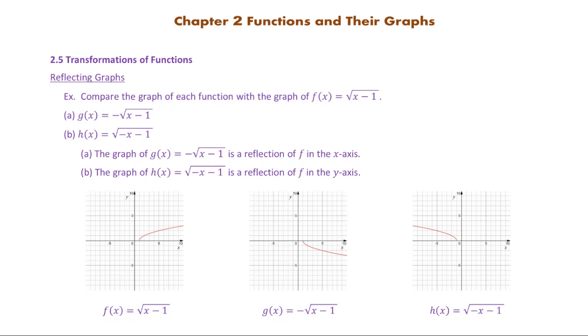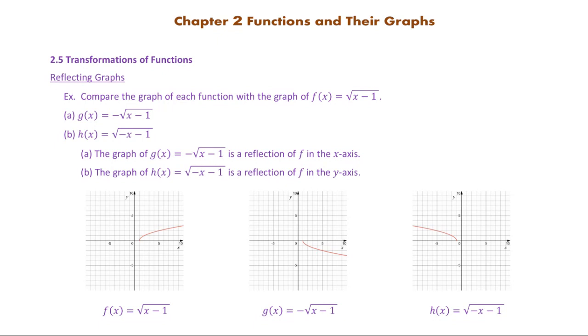Now in part B, the function h is square root of negative x minus 1. So in this case, we change the sign of x into negative x from f to h. And in that case, you reflect the graph of f across or in the y-axis. When you change x to negative x, if you think about it, you are reflecting across the y-axis. So the graph of h equal to square root of negative x minus 1 is a reflection of f in the y-axis.